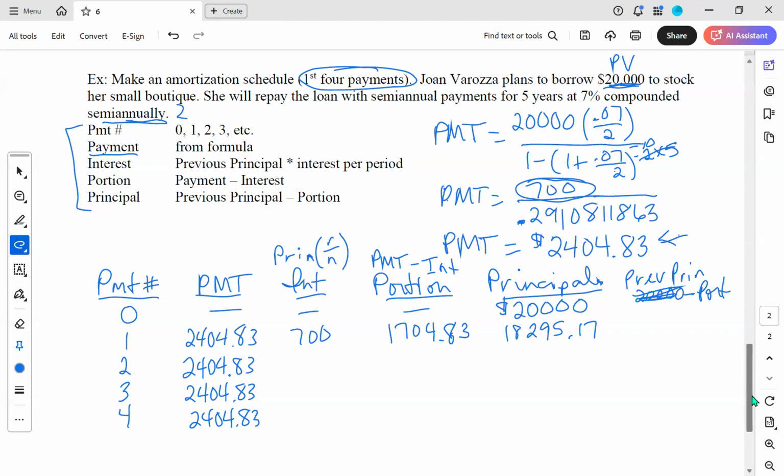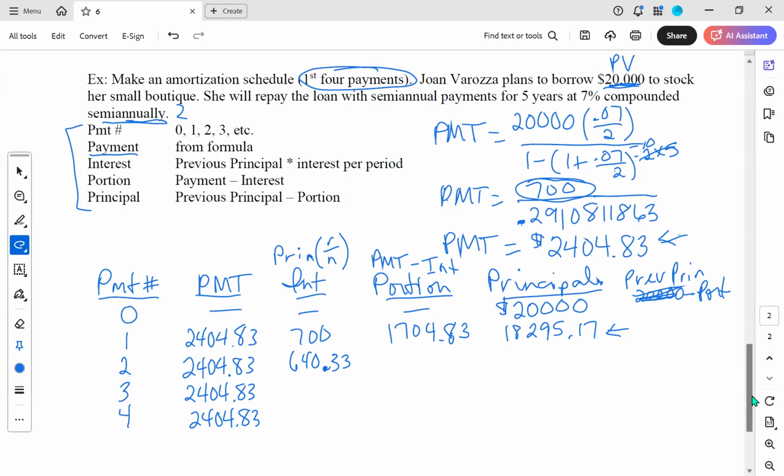Now, to find the new interest, keep in mind all our payments are already filled in. So now I'm back to the second payment and I want to find out the interest. I'm not going to take 20,000 times 0.07 divided by 2. I'm going to take 18,295 and 17 cents, and I'm going to multiply that by 0.07 divided by 2. So this is going to give me $640.33. And so the interest should be going down, the portion amount should be going up.